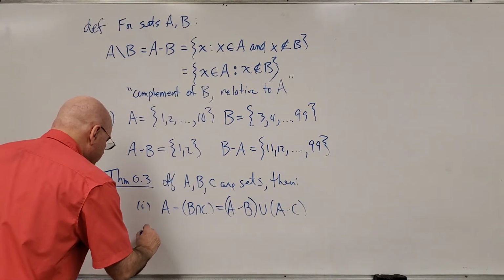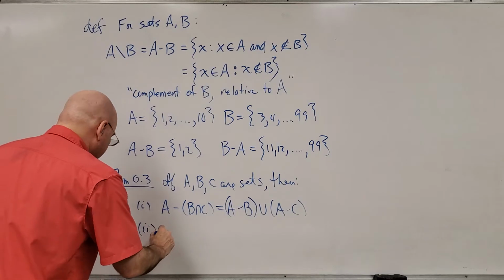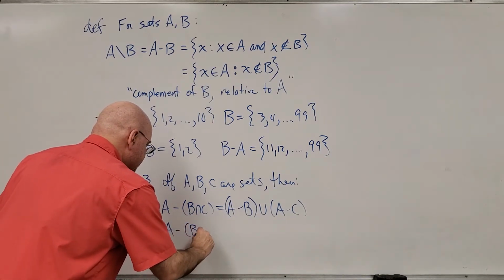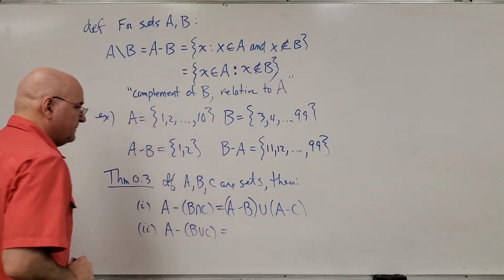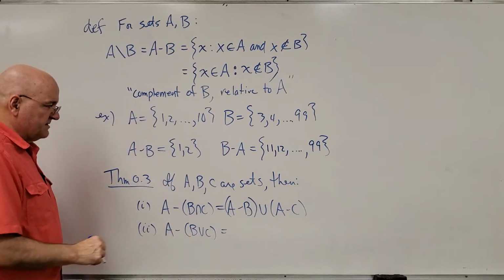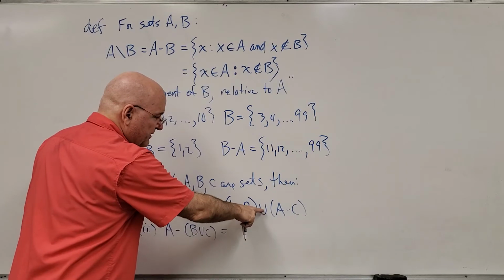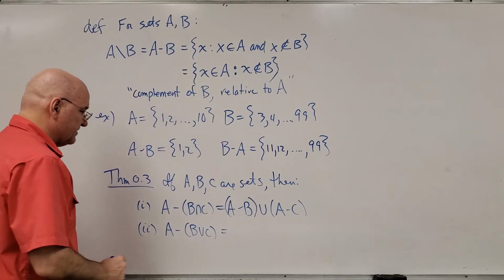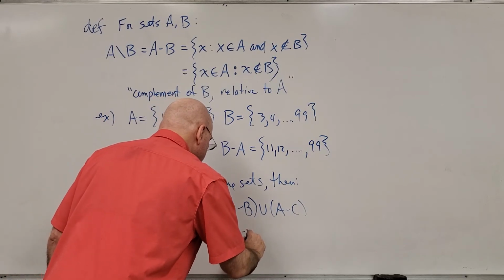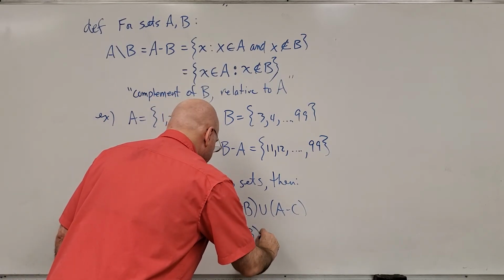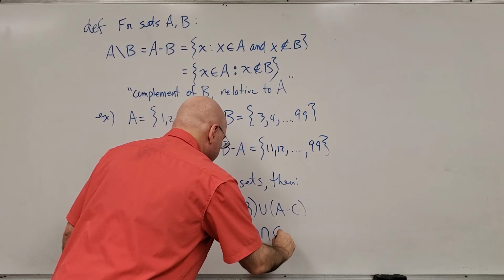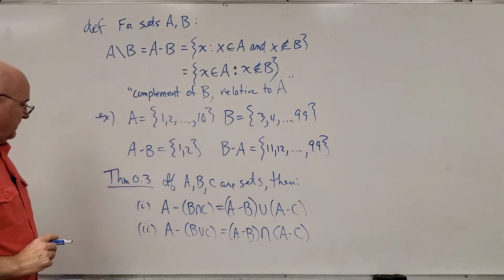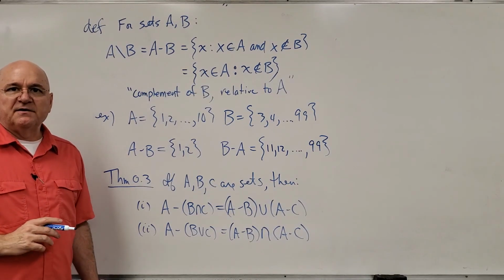And the second one, similar, it's going to be A minus the union of the 2 sets, B and C. And you can probably figure out what it's going to look like. It's going to look just like this right-hand side, only we're going to flip that union into an intersection. This union gets flipped into an intersection. That's theorem 0.3, and we'll talk a little bit more about that.